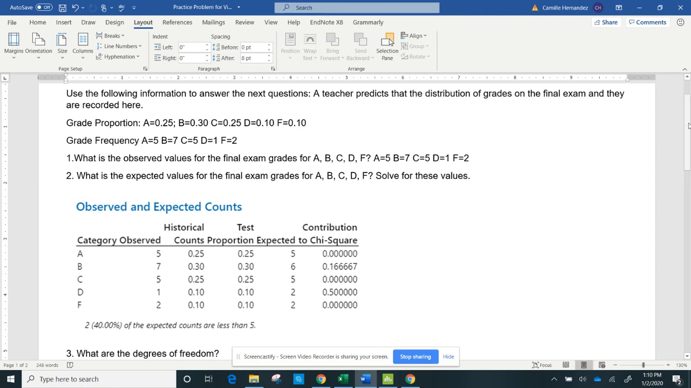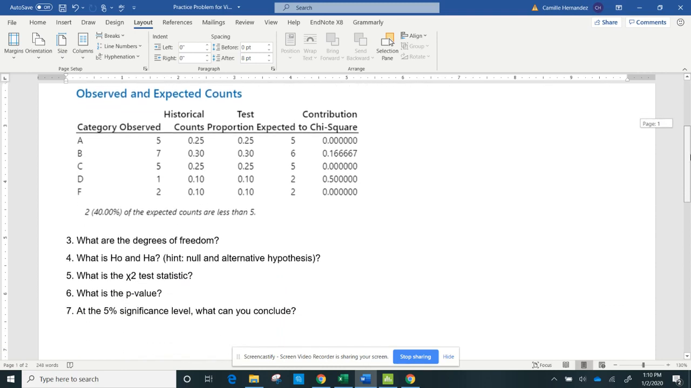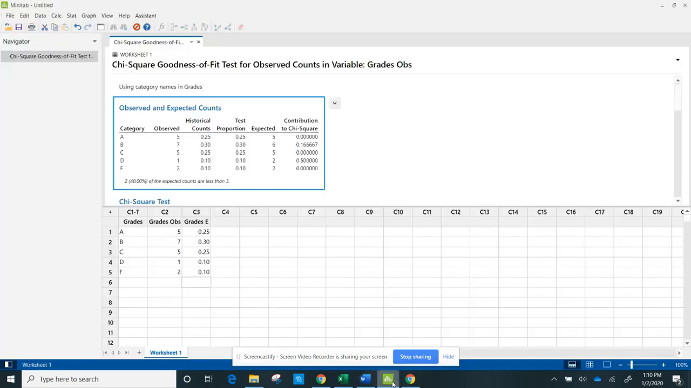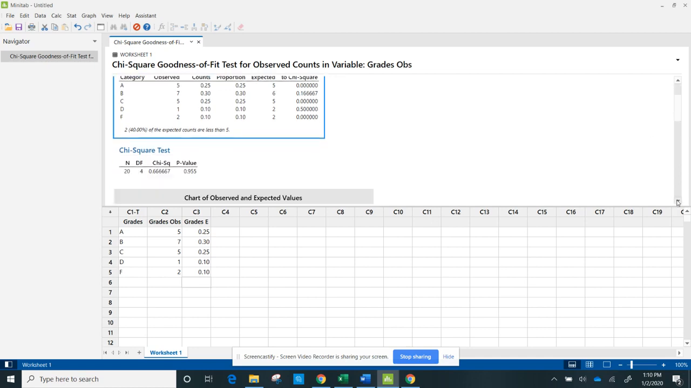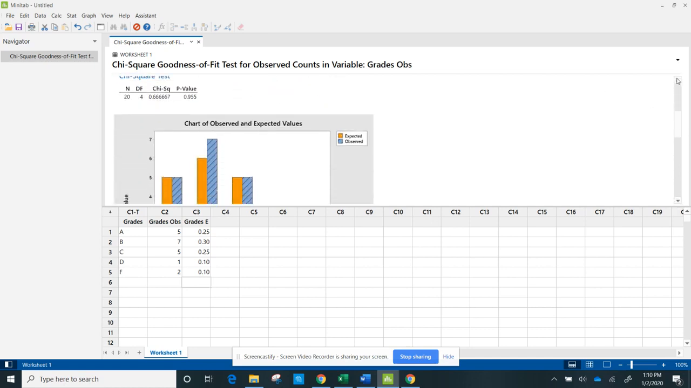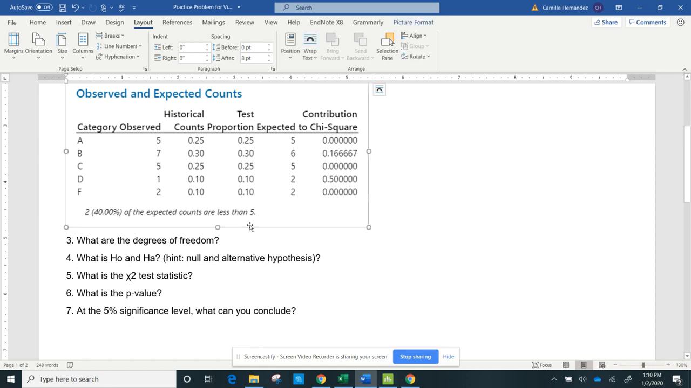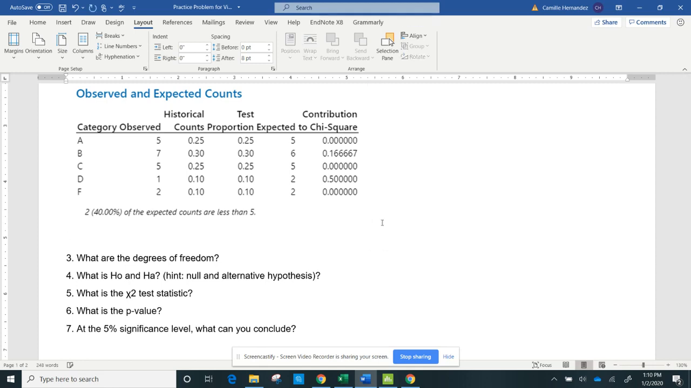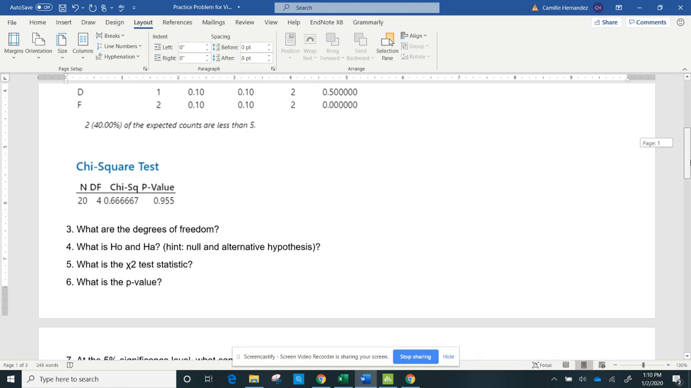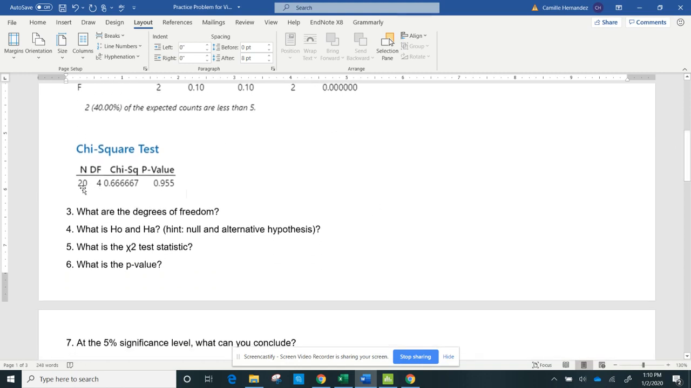All right, if I keep going down, it says, what are the degrees of freedom? If I go back to my PowerPoint and scroll down, because it gave me a lot of information, let me grab this picture right here. I'm going to copy this picture. Then I'm going to put my next values right here. Next question, what's your degrees of freedom? Well, I know my sample size is 20 because that was the number of observed values I had. My degrees of freedom is 4, so that goes right there.